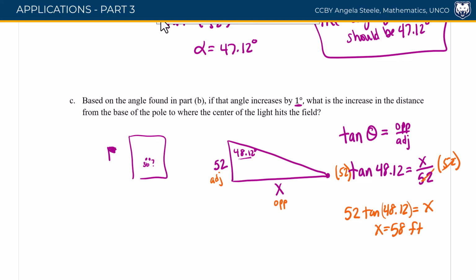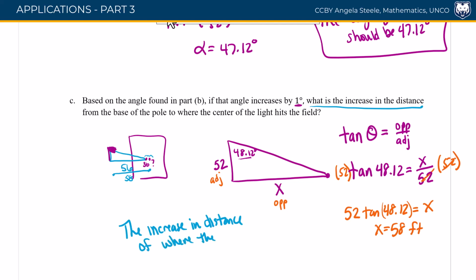Okay, we do need to be careful though. 58 feet is not our answer, because if we go back to our question, it says, what is the increase in the distance? So on our previous triangle, our distance was a total of 56. Once we adjusted that light, that is now going to be a total of 58 feet. So we are looking for the increase in that distance. So the increase in distance of where the light hits the field will be 2 feet.